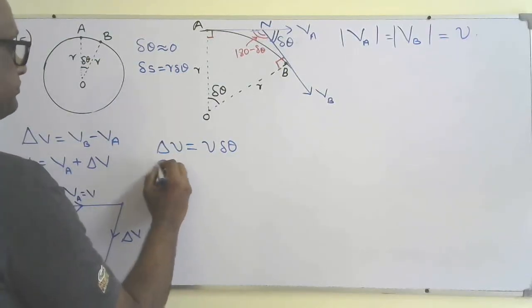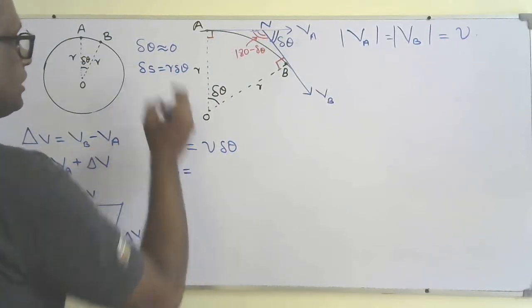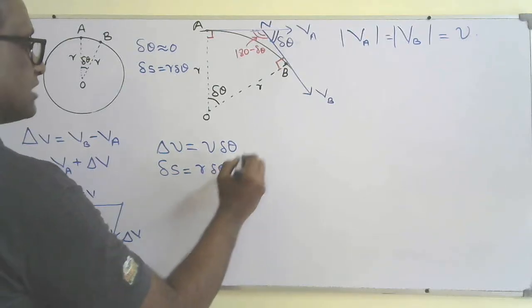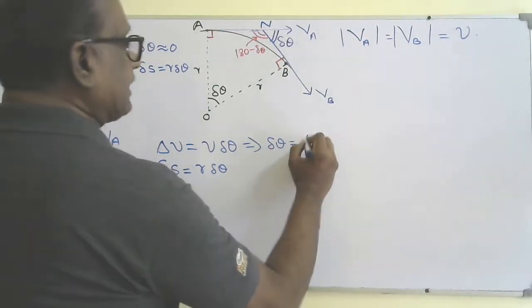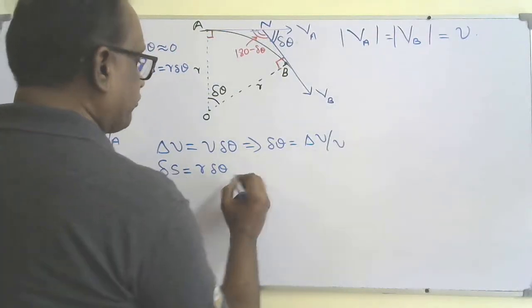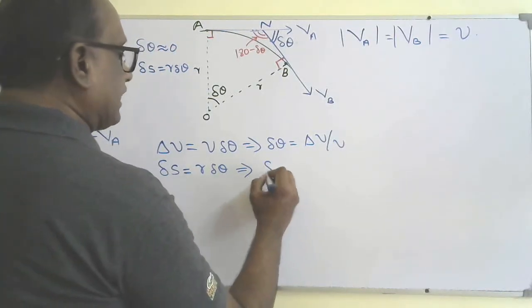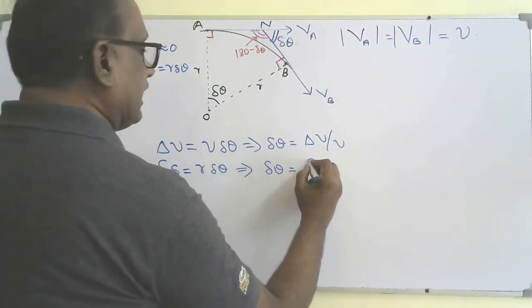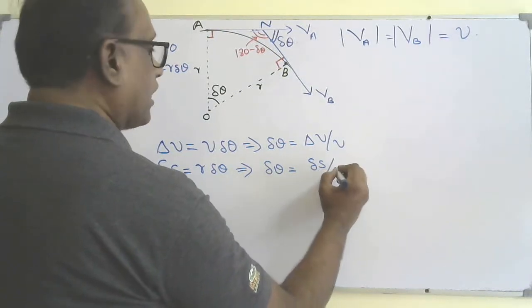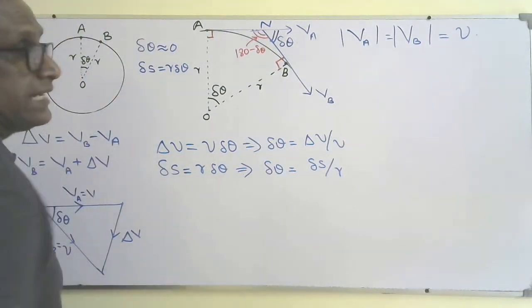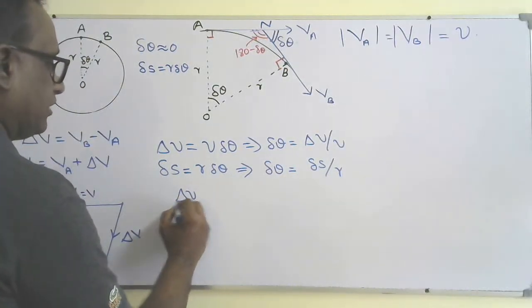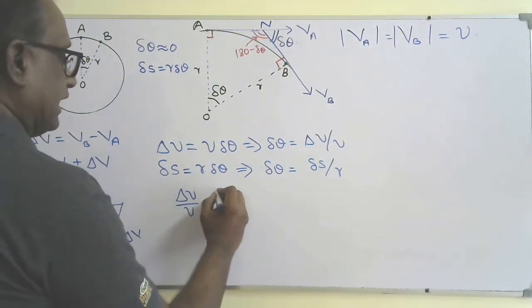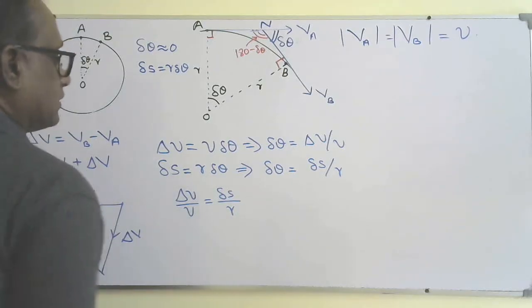Delta S is equal to R delta theta. So from this I can write delta theta is equal to delta V over V. From this I can write delta theta is equal to delta S over R. So delta theta is the same, therefore the right side is the same. So I can say delta V over V equals delta S over R.